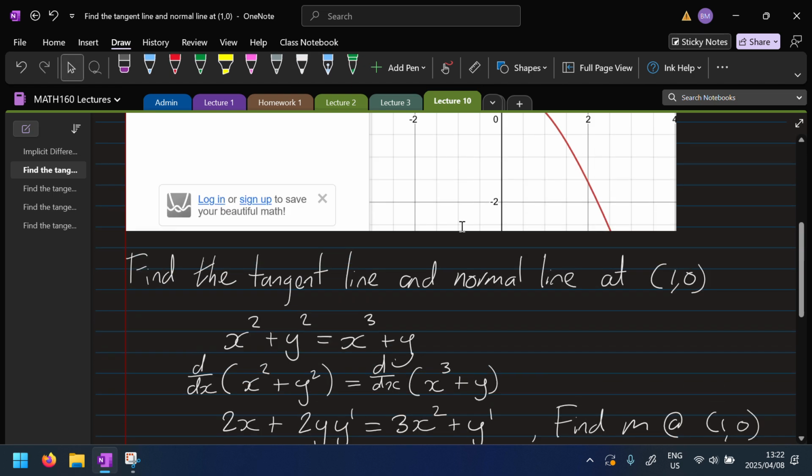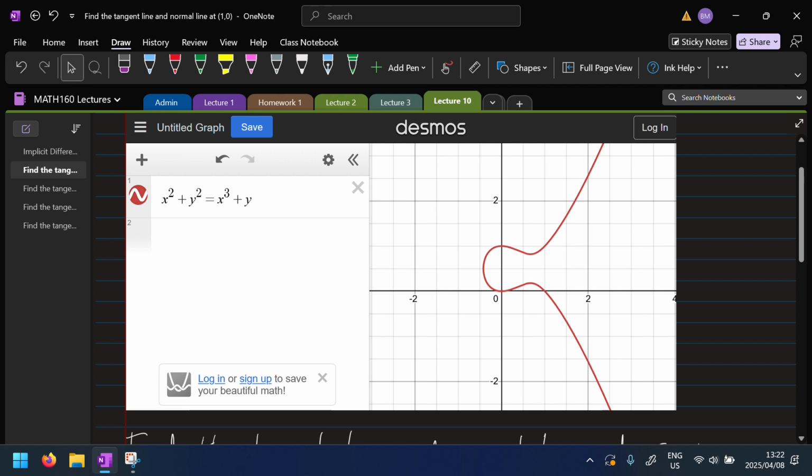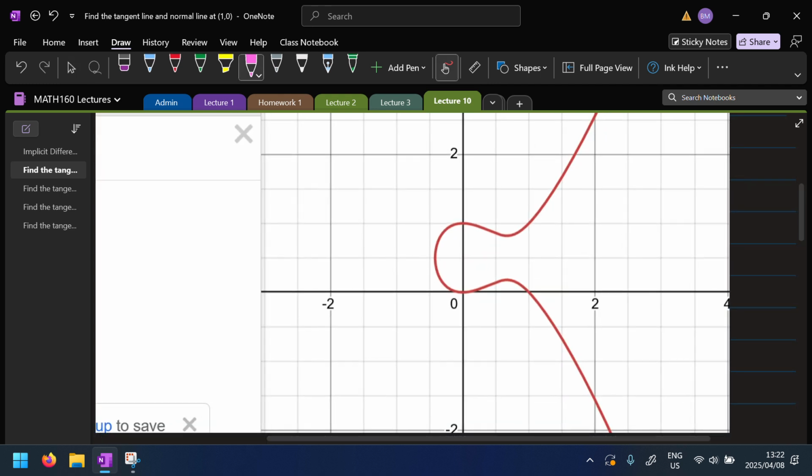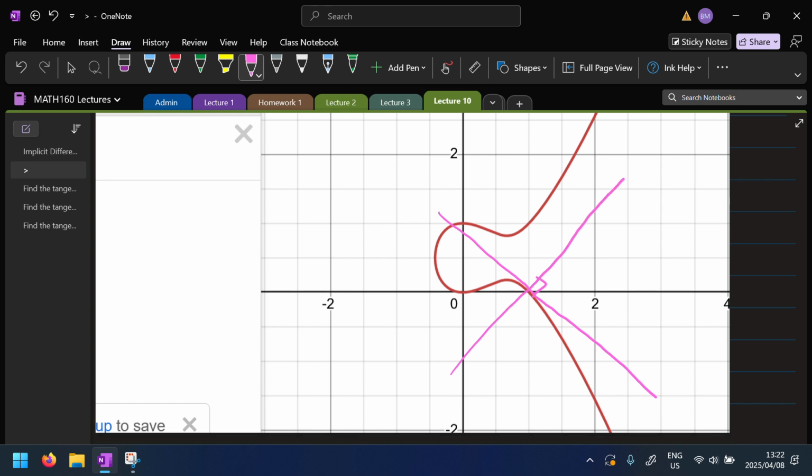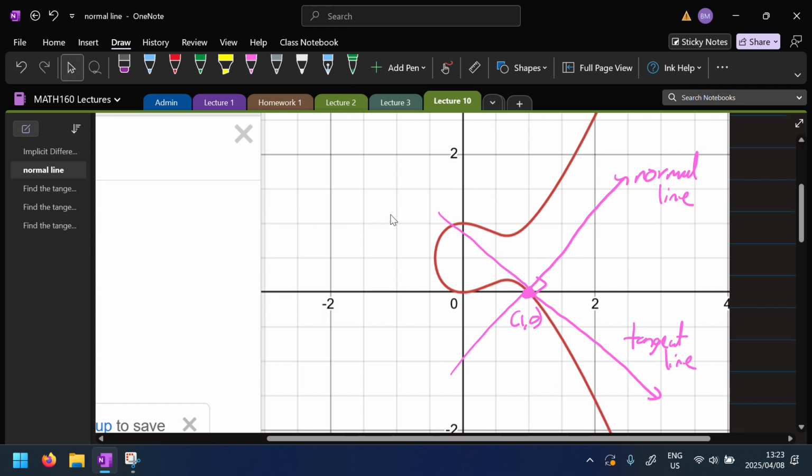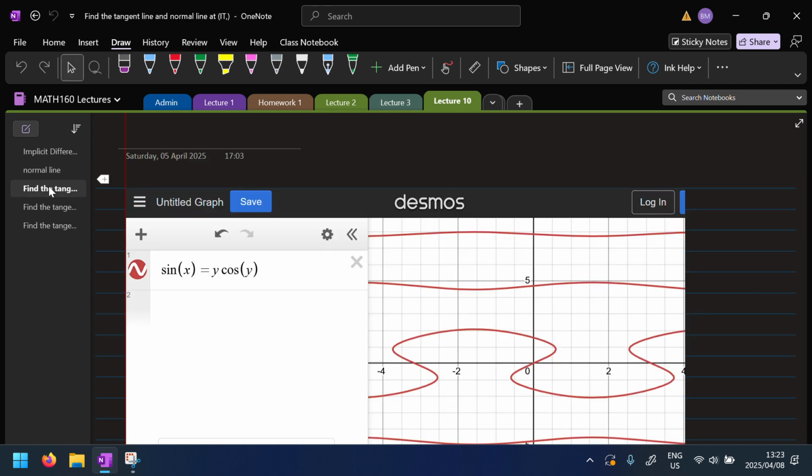Okay, and we can fill those in the picture here. So at this point, we can sketch in the tangent line, will be something like that, and then the normal line will be something like that. Okay, so we've got the tangent line, and perpendicular to that we have the normal line. At this point, 1, 0. Okay, let's have a look at the next example.